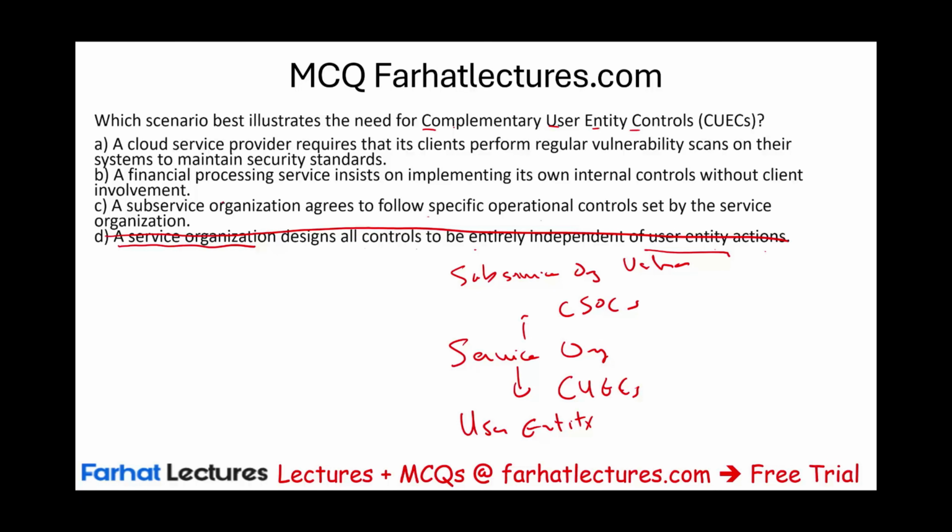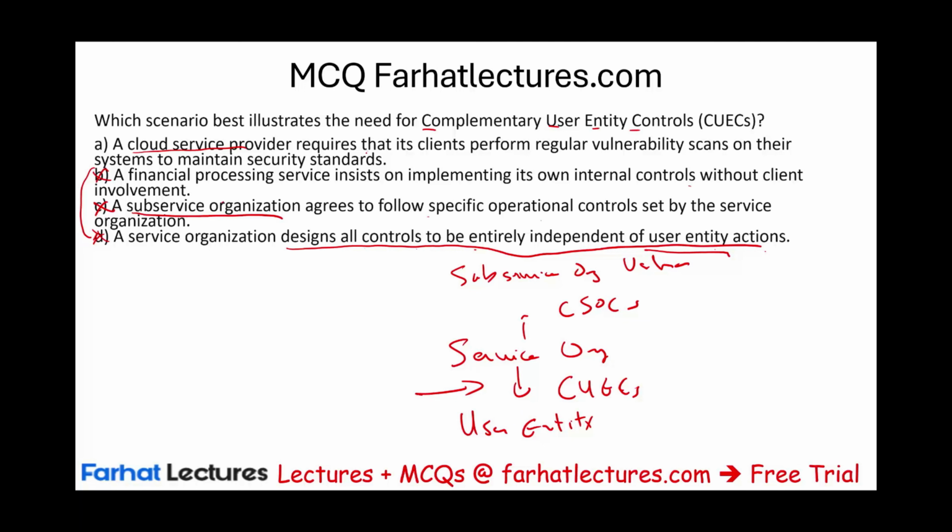Therefore, here they're asking us about the complementary user entity, which is the relationship between the service organization and the user entity. As soon as you say subservice organization, you take C out. So notice we eliminated two answer choices, 50% down, real quick. Now the answer is between A and B. B: A financial processing service insists on implementing its own controls without the client involvement. If I look at B, it's very similar to D. A service organization designs all its controls independent of the user entity. Basically, they want to be independent. By process of elimination, A is the correct answer.